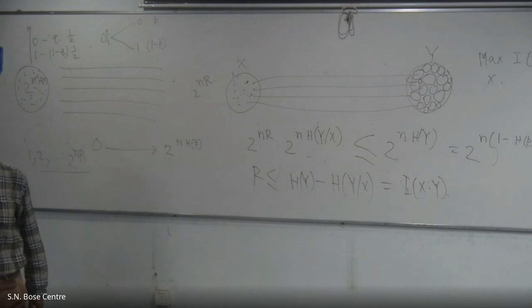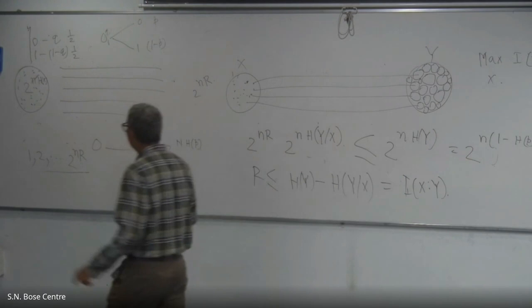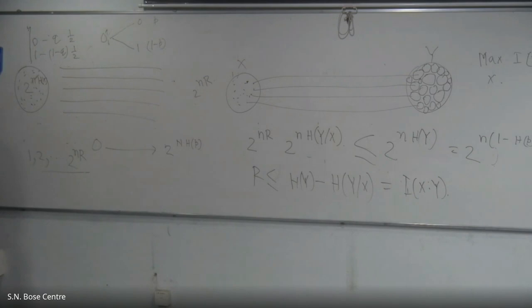Now, I want this picture. Then it is a very difficult problem. How to choose, out of 2 to the power nH(X), 2 to the power nR number of points so that they are mapped in these ways. This is again a challenging problem. It is an engineering problem: you have to choose properly so that their distance is high, so that they are mapped to a sphere, but which is this one.